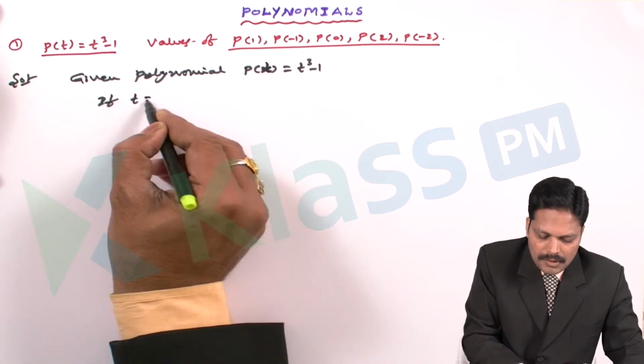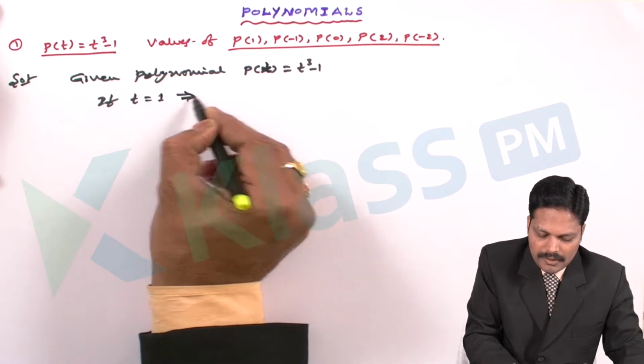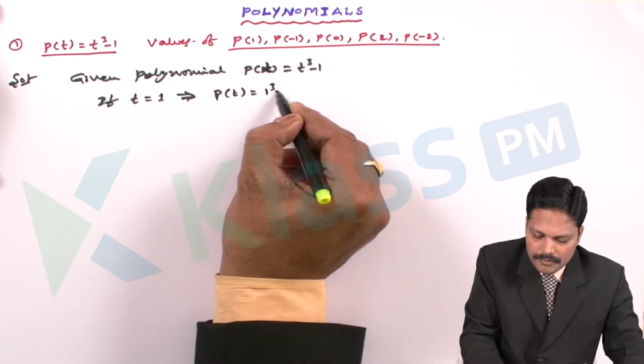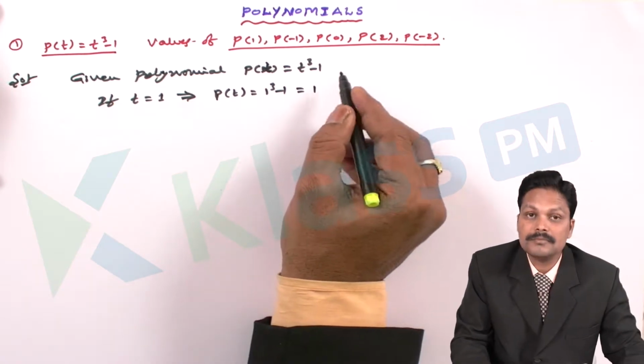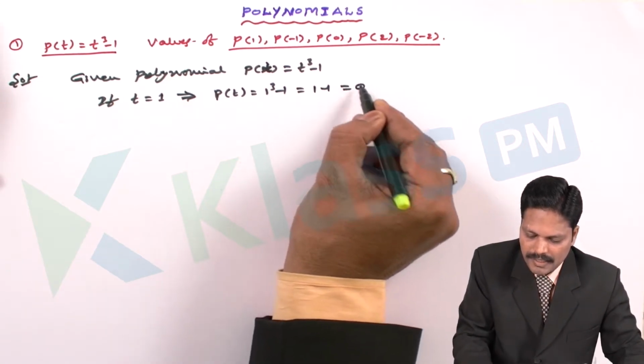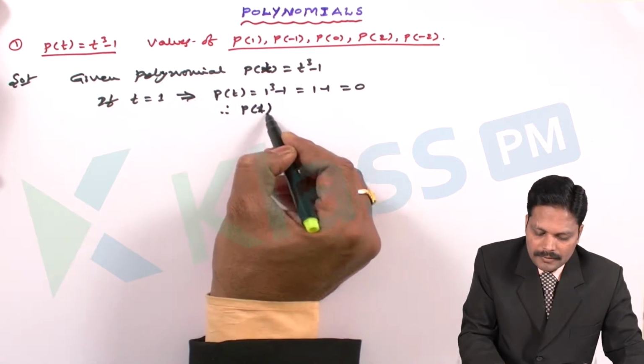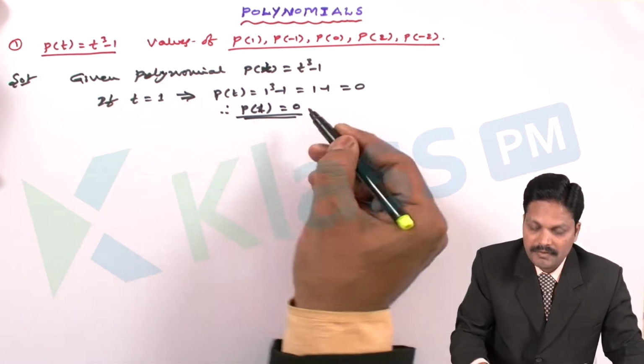So if t is equal to 1, then what will we get? p of t is equal to 1 cube minus 1. 1 cube means 1, minus 1, then we have 0. So therefore p of 1 is equal to 0. This is the way we are finding.